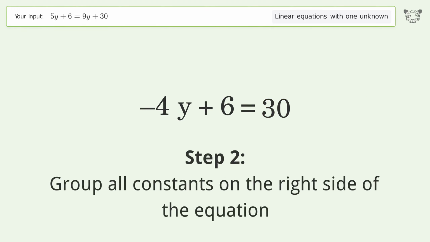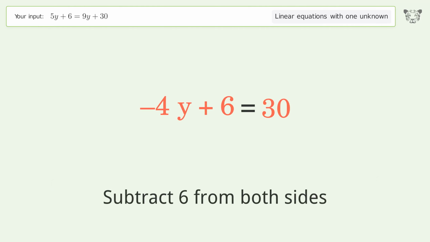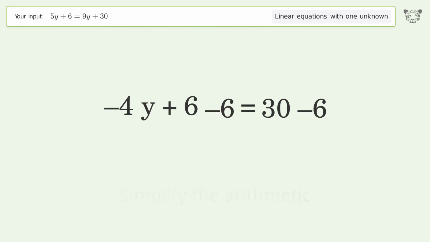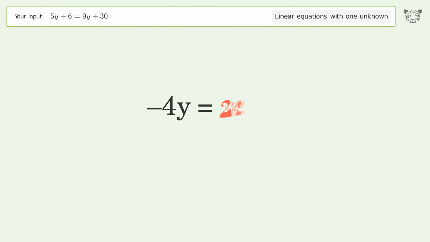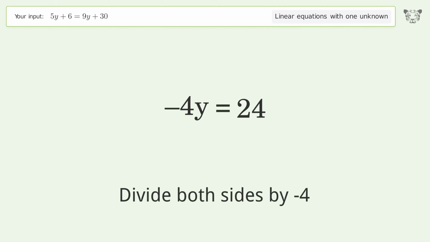Group all constants on the right side of the equation. Subtract 6 from both sides. Simplify the arithmetic. Isolate the y. Divide both sides by -4.